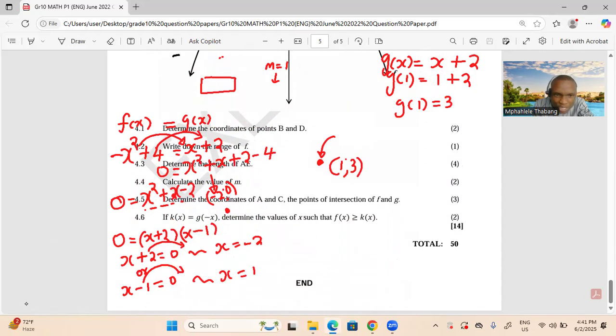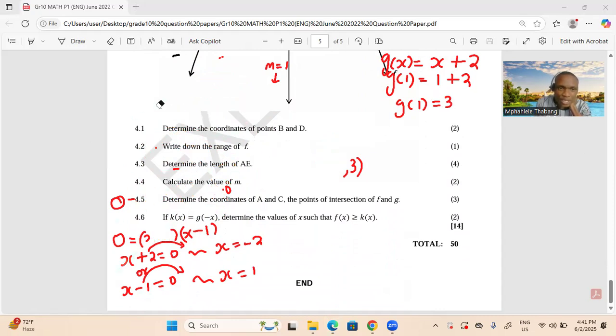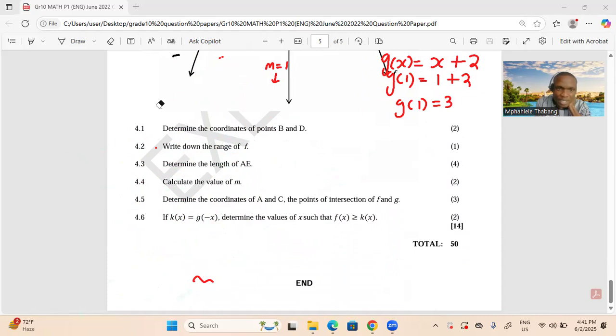Another question says, if k of x equals g of negative x, determine the values of x such that f of x is greater than or equal to k of x. Maybe they are trying to bring some complex stuff. Let's hear what they are saying. They are saying, if the function k of x is equal to g of negative x.